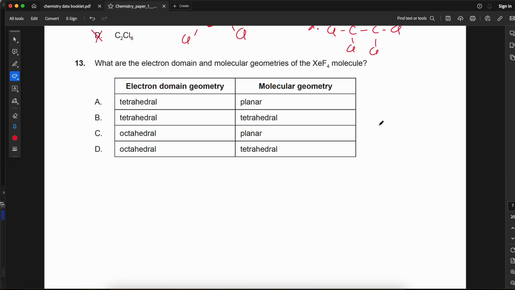What are the electron domain and molecular geometries of XeF4? So Xe is coming from group 8, so it has 8 valence electrons. So this will be F4. So only 4, then we need 2 more. So 6 domains is octahedral, and molecular geometry is square planar because it has 2 lone pairs. So the answer will be C.